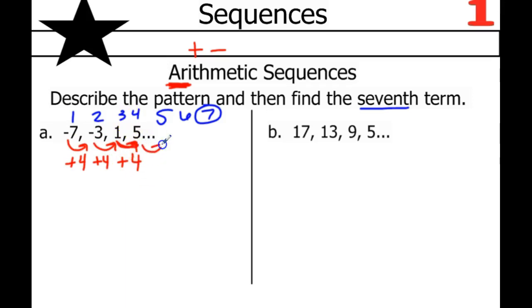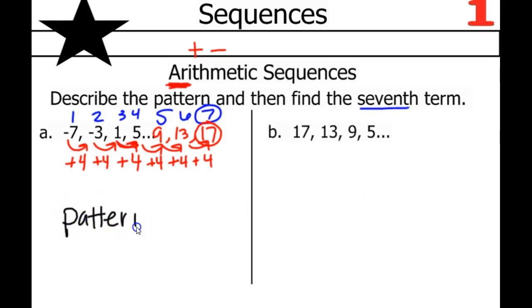So if I add 4 again, 5 plus 4 will give us 9. If I add 4 again, 9, 10, 11, 12, 13. So we're continuing our pattern to find the seventh term. And then add 4 again. 13 plus 4 more is 17. So there's our answer. So our pattern, if you want to write it out, our pattern is adding 4.